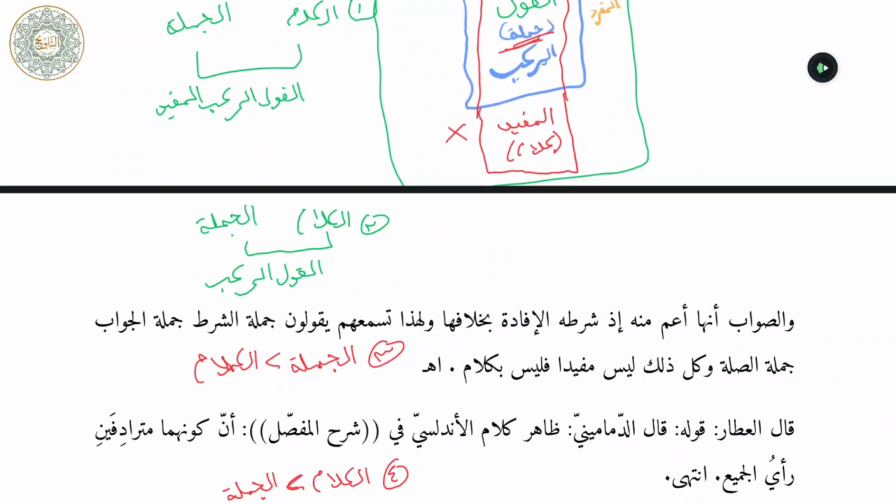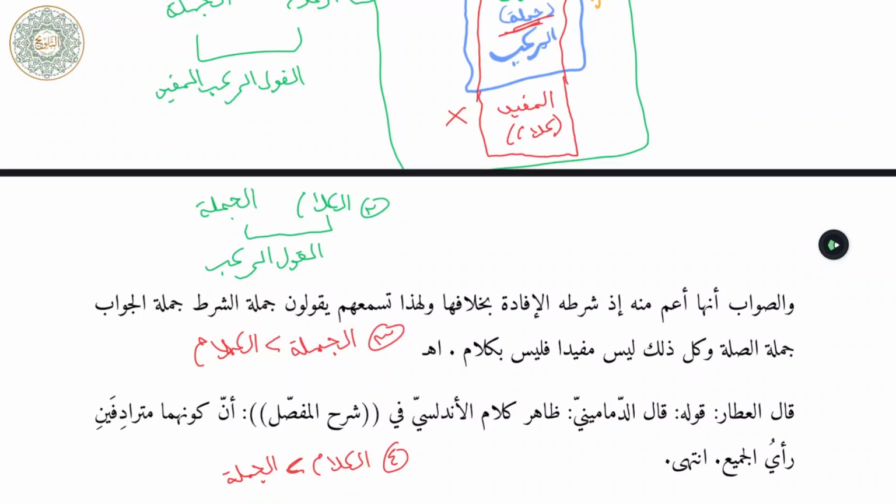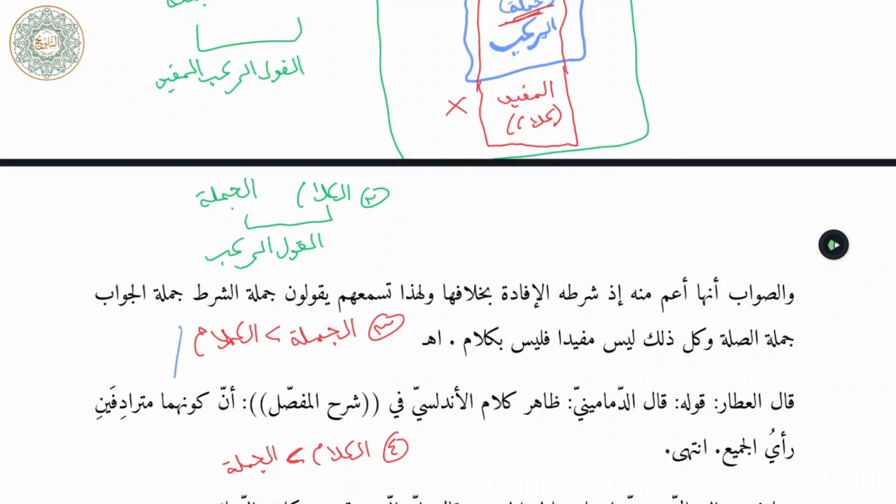Okay. Now, the first step is to determine, are these actually differing opinions or not? Long discussion. For now, we can just take for granted at this level that the majority opinion is what Ibn Hisham is mentioning, that al-jumla a'ammu min al-kalam. Right? Jumla is more broad than kalam, because al-jumla is al-qawl al-murakkab and al-kalam is al-qawl al-murakkab al-mufid, and there is a difference between the two.